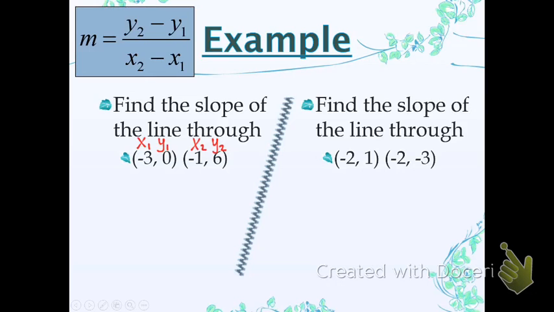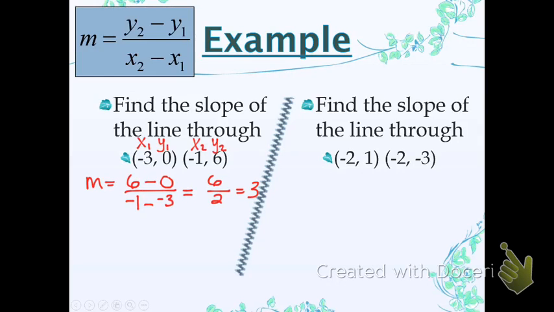So then we go to use our formula, which is y sub 2, in this case that's 6, minus y sub 1, in this case that's 0, over x sub 2 minus x sub 1. And then you'll simplify that using order of operations, just like you usually would. And our final answer for this one is that we'd have a slope of 3.